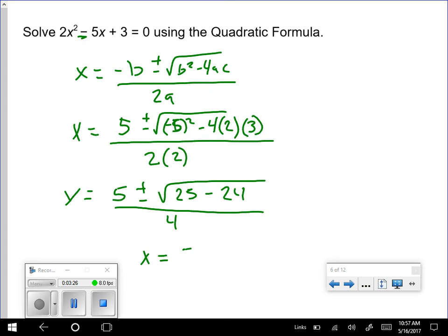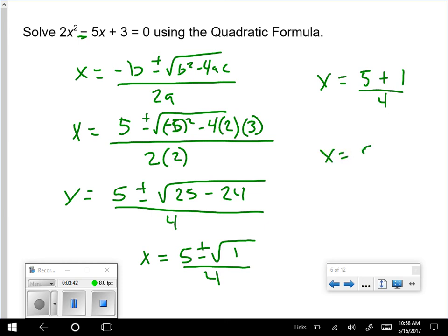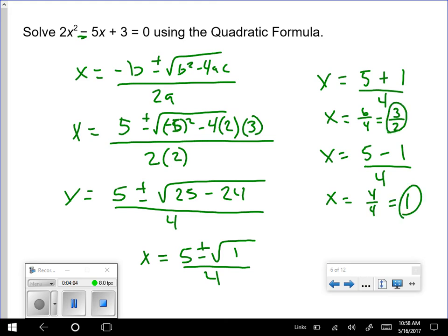So we have 5 plus or minus the square root of 1 over 4. What is the square root of 1, so that we can get two answers here? Well, we would have x equal to 5 plus 1 over 4, and x equal to 5 minus 1 over 4. So we would get 6 over 4, which is equal to 3 halves, and here 4 over 4, or 1. So these would be our answers.